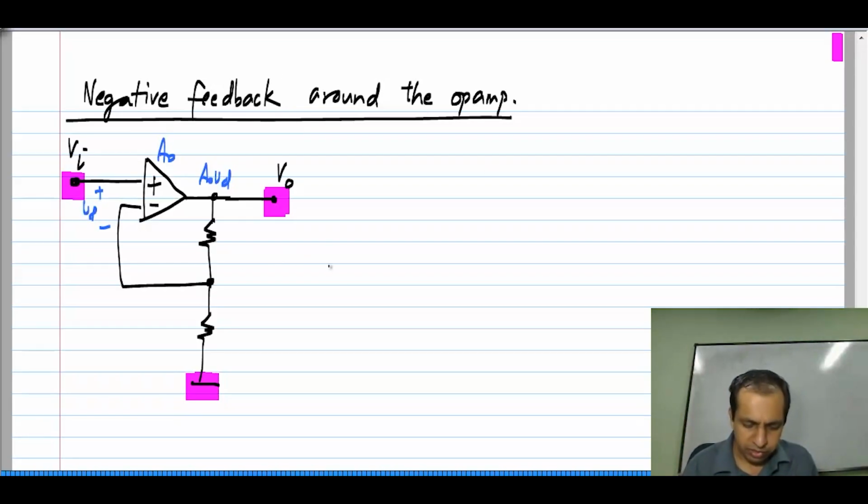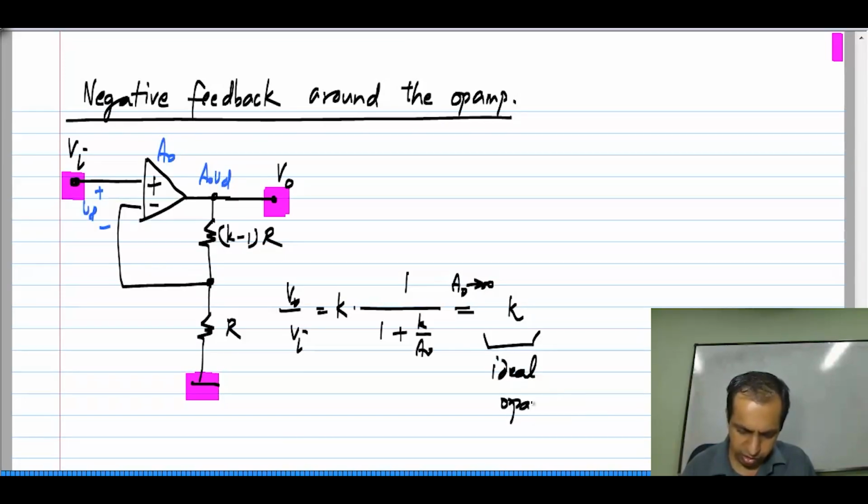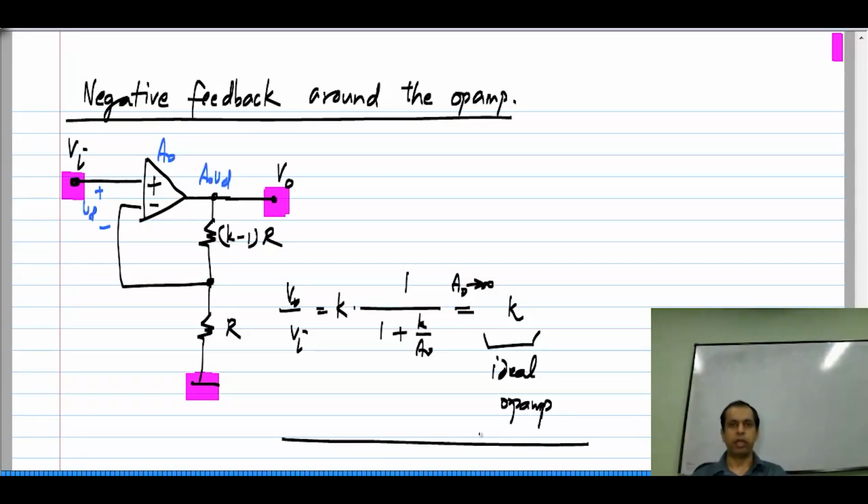We know by analysis that if these resistors are k minus 1 R and R, V naught by V I is k times 1 by 1 plus k by A naught, and as A naught tends to infinity, it becomes equal to k. This is the value with an ideal op amp.